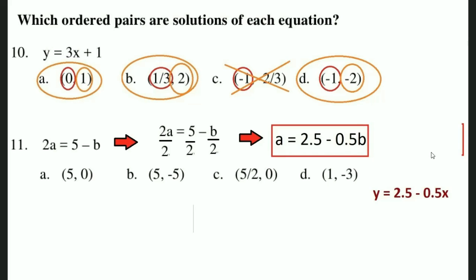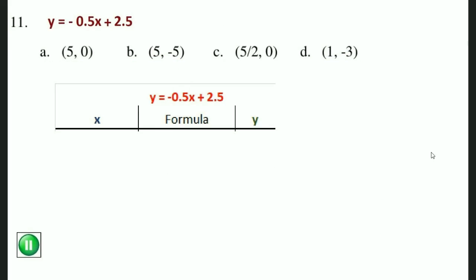Now, let's go ahead and put in the y and the x like we're used to seeing. Y equals 2.5 minus 0.5x. I'm not moving anything, I'm just swapping places. So instead of having that 2.5 first, y equals negative 0.5x plus 2.5. Now we can make a table. So here's where our table begins. I'm going to plug in 5, 5 halves, and 1 just to see which answers match those domain choices.